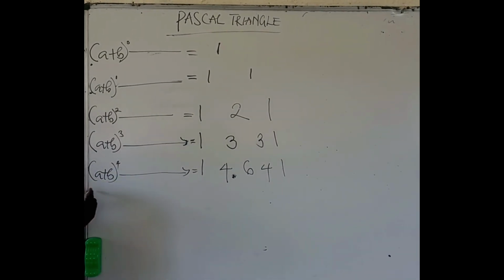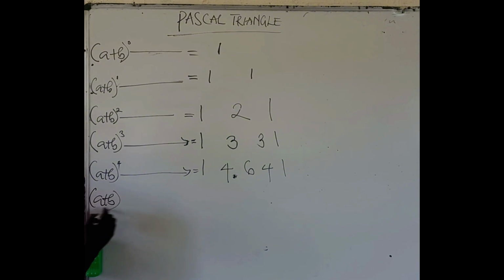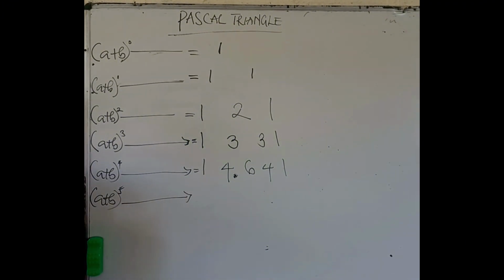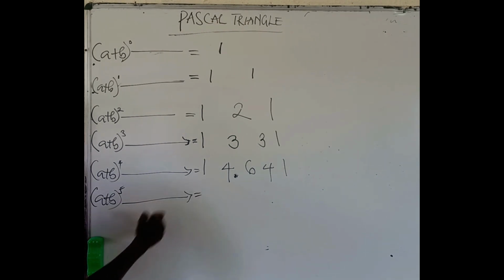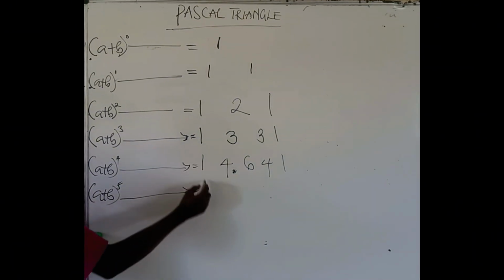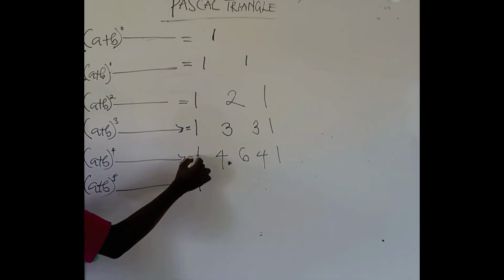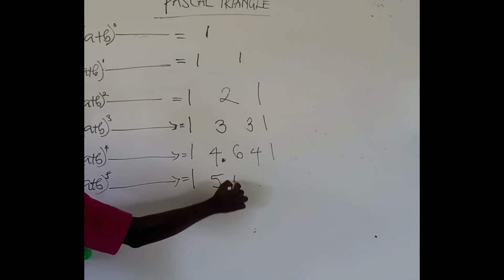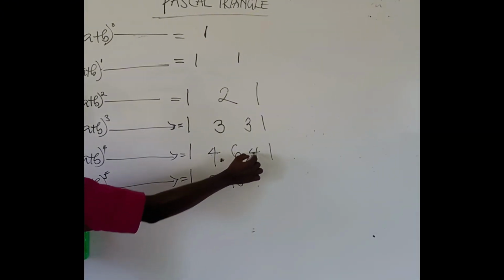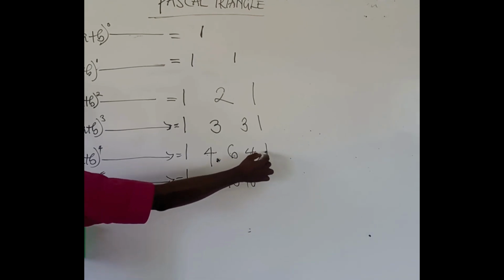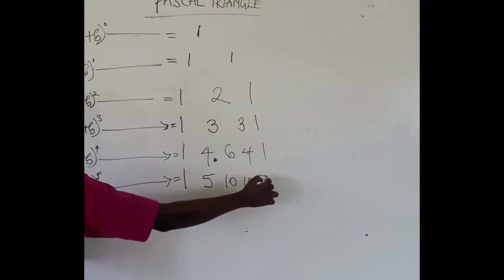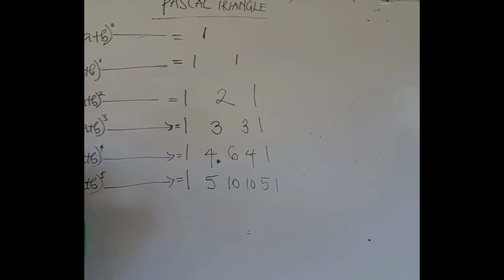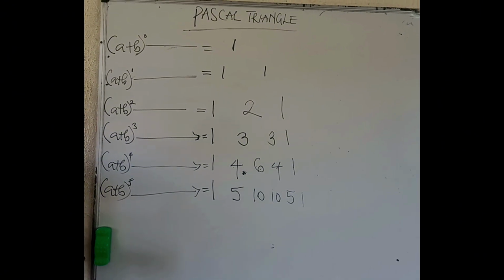So when you have a plus b raised to the power 5, the coefficient is going to give us 1. It's going to start with 1. 1 plus 4, 5, 4 plus 6, 10, 6 plus 4, 10, 4 plus 1, 5 and 1. So that is the logic on Pascal triangle.